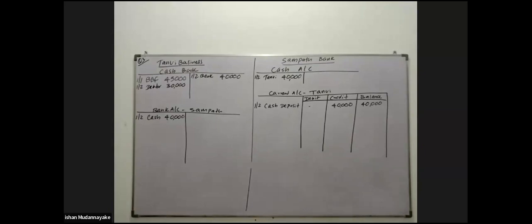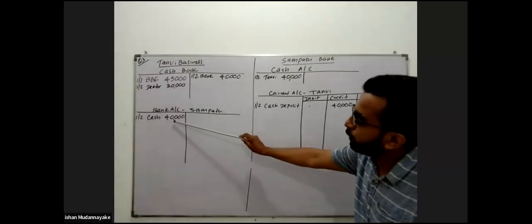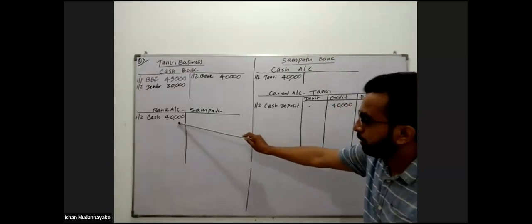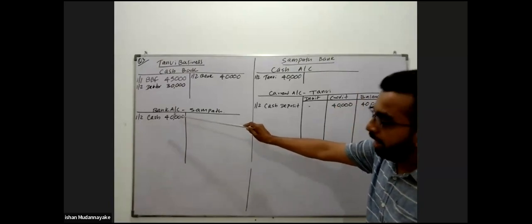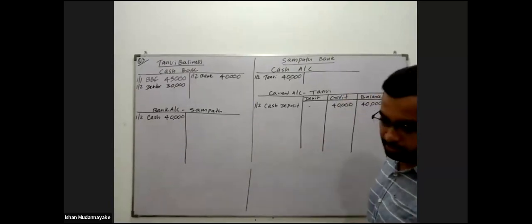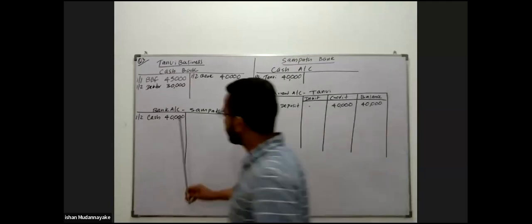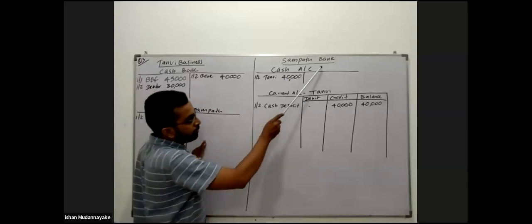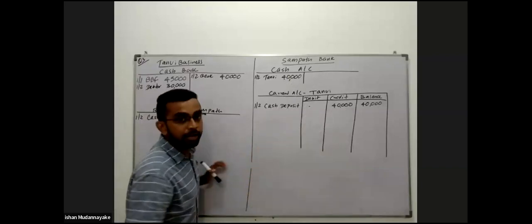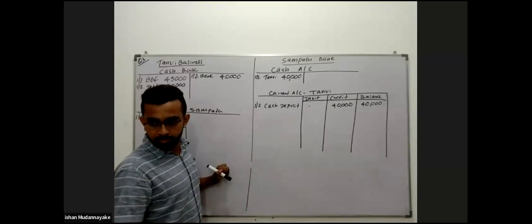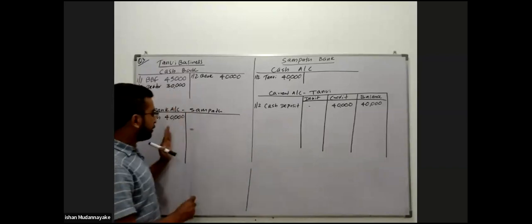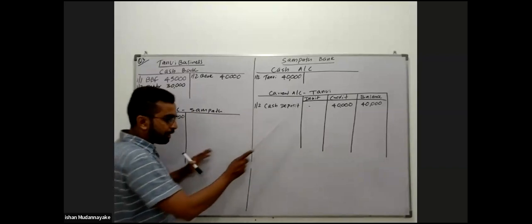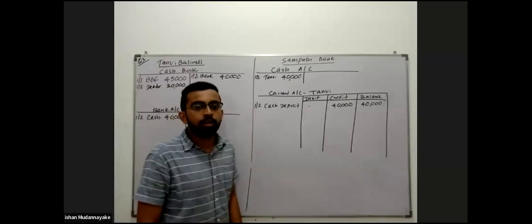Okay, right, next. Then students, this 40,000 deposited in the bank is an asset to Tanvi's business. But to Sampath Bank, this 40,000 is one of its liabilities. To Tanvi's business it is a 40,000 asset, but to Sampath Bank it is a 40,000 liability.